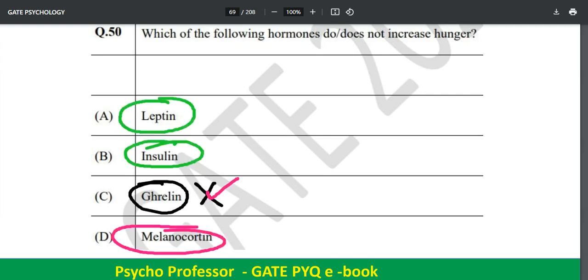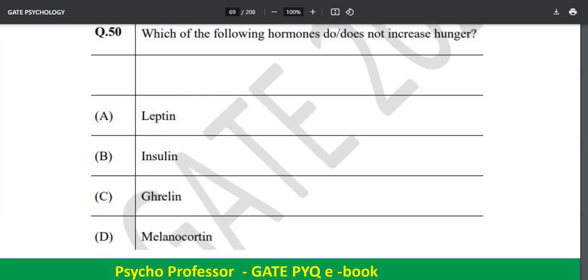It increases your hunger, but the question is asking about what? If the question was, which of the following hormones increase hunger, only option C would be correct. But the question has been twisted and made difficult by asking which does not increase hunger. Many of you will mark BC or AC or CD, but the correct answer is A, B and D. Leptin, insulin and melanocortin do not increase hunger. Although they try to control your appetite, they are definitely not going to increase hunger.